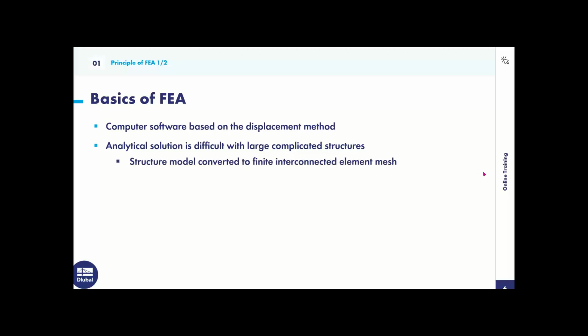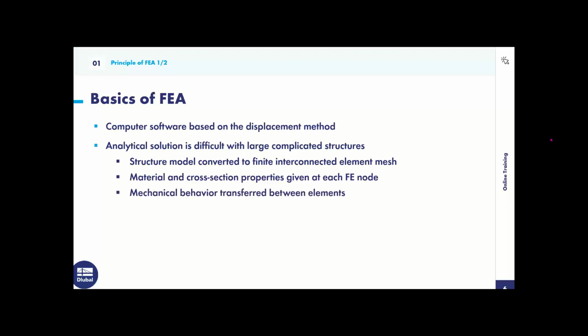The structure within an FEA is converted to a finite interconnected element mesh, and then the material and cross-section properties are given at each finite element node. Once that's done, the mechanical behavior is transferred between these elements. A word I'd like you to walk away with is discretization. This is where the structure is being submeshed into finite elements.